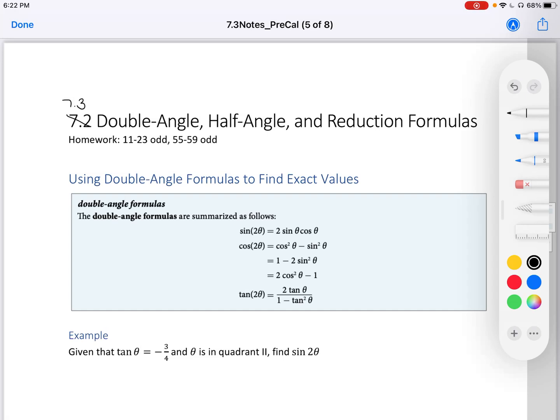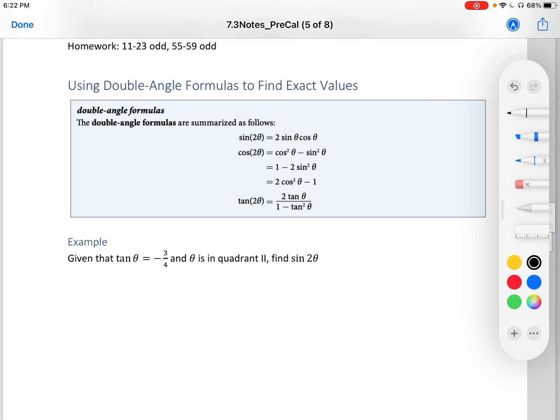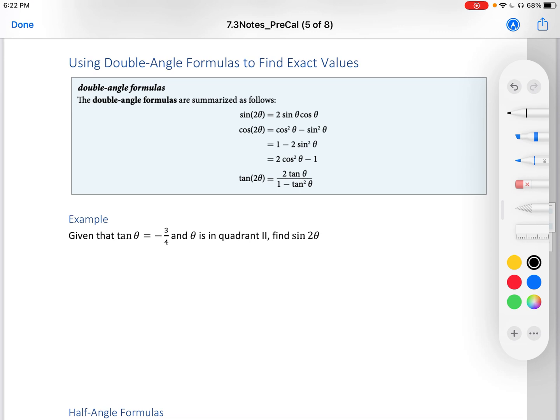Section 7.3, double angle, half angle, and reduction formulas. As usual, as we work through this section, make sure you have the unit circle handy. So these are double angle formulas.